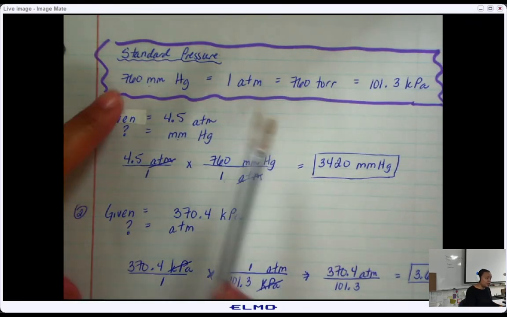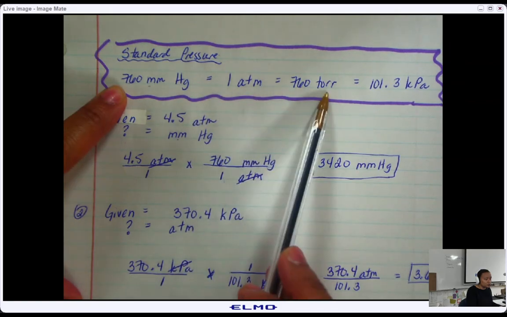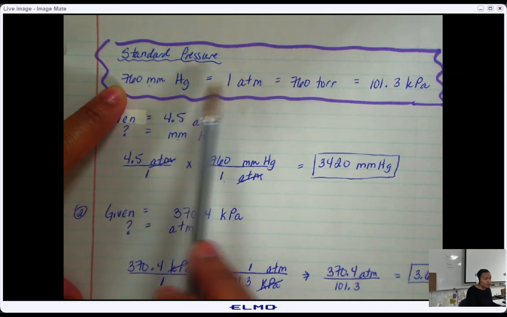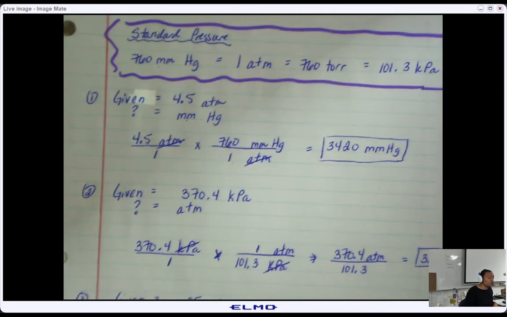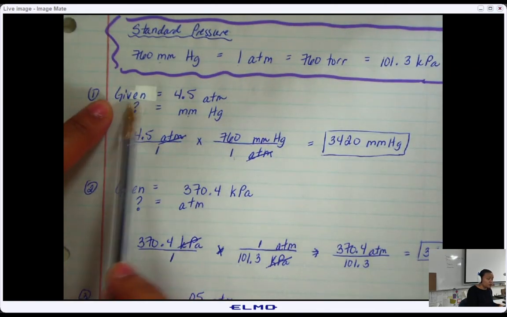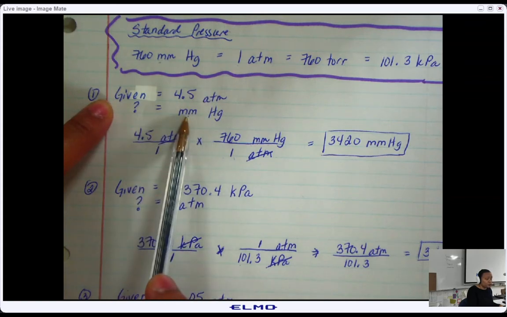So what I did was put up here what everything is equal to, all the different standard units of measurement that we had for standard pressure. And standard pressure is at sea level. So one of the problems that I had given in the video said the given is 4.5 atmospheres, and you are looking for millimeters of mercury.